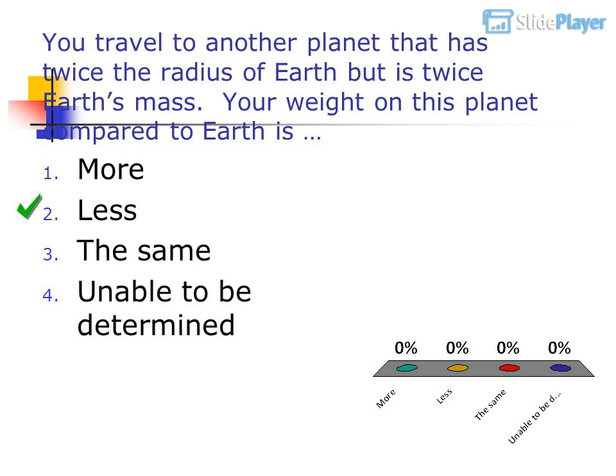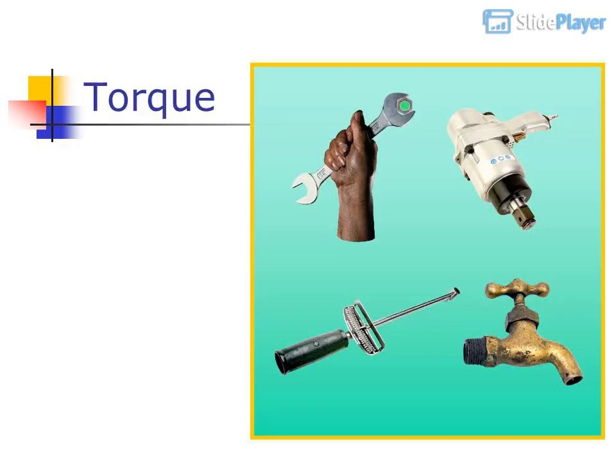You travel to another planet that has twice the radius of Earth and twice Earth's mass. Your weight on this planet compared to Earth is more, less, the same, or unable to be determined. Torque.